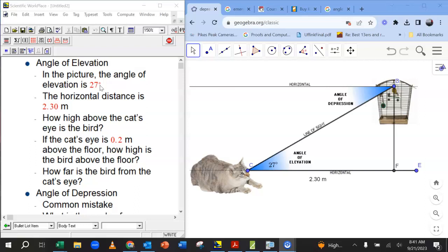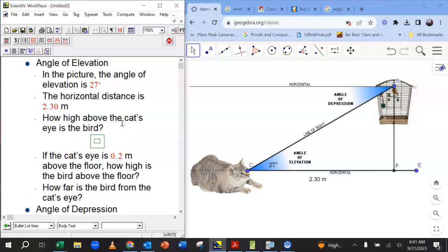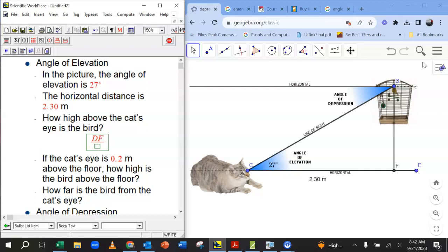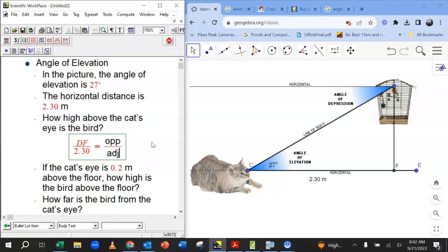So here's a simple example. Suppose we know that the angle of elevation is 27 degrees, and suppose we know the horizontal distance is 2.3 meters. Then how high above the cat's eye is the bird? And that's going to be important in a sec, the above the cat's eye thing, right? Because it's relative to exactly what this point is, and that happens to be the cat's eye here. So the trig ratio here, we want to know this distance df, and the trig ratio is opposite over adjacent. So we just write basically the definition of one of the trig ratios.